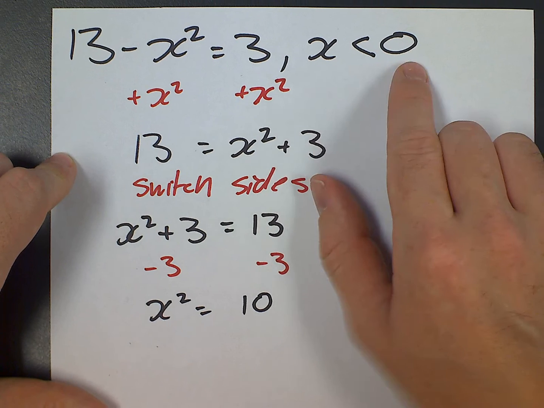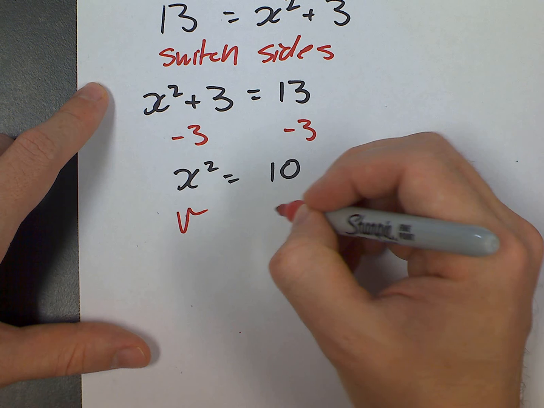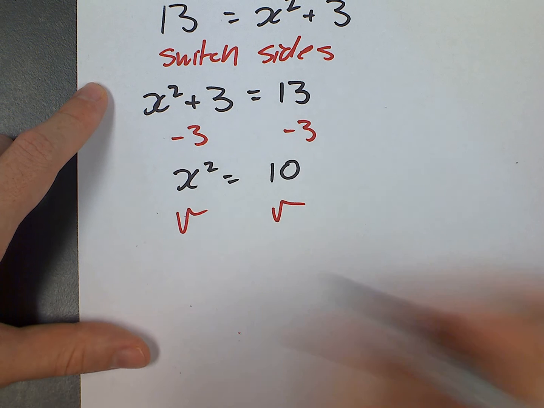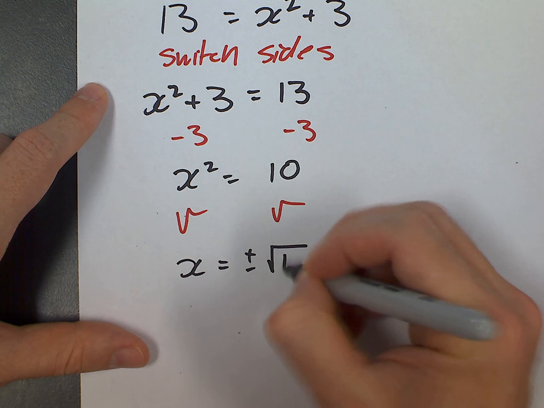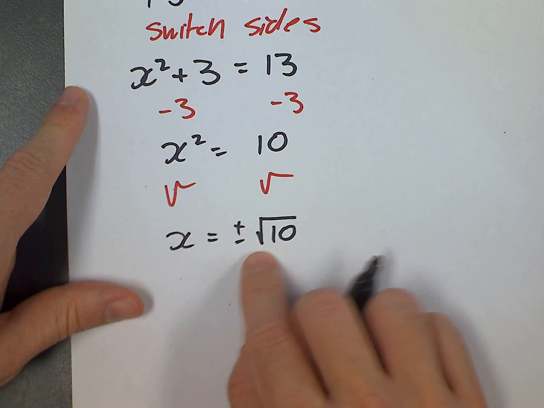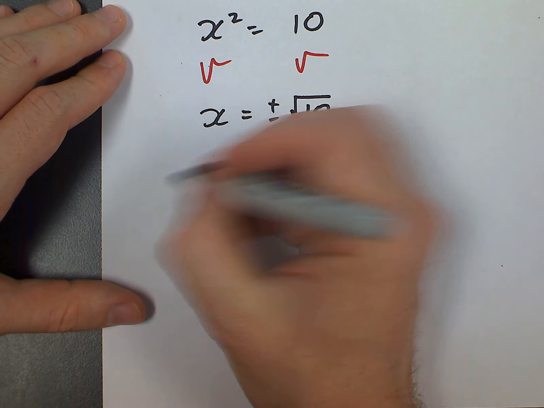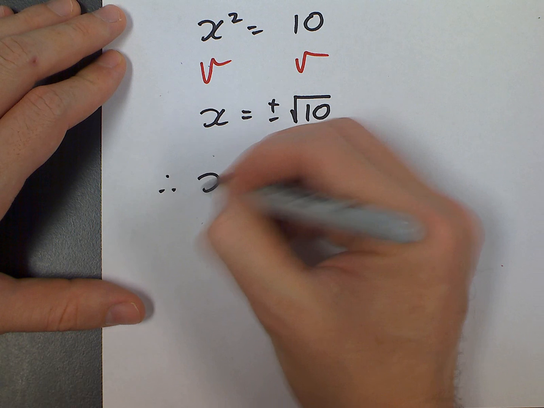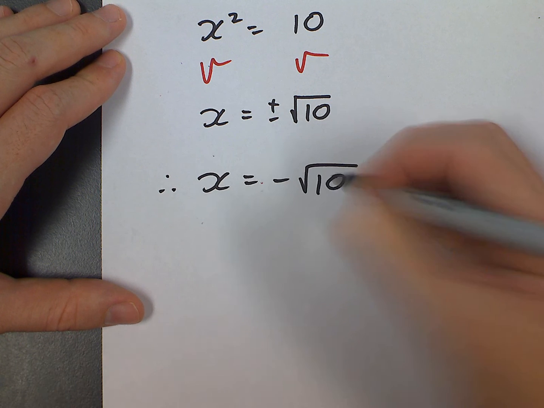Okay, what are my parameters here? x must be less than 0. So let's square root both sides. It's going to end up in surd form. x equals plus and minus the square root of 10. Now, according to this, it must be less than 0, so it must be our minus value. So it's not going to be the square root of positive 10. It will be x equals the negative value of the square root of 10.